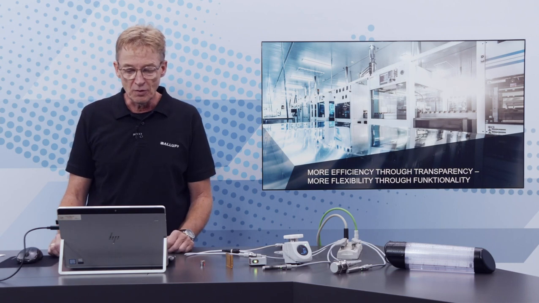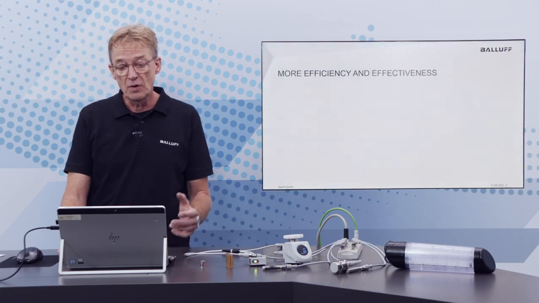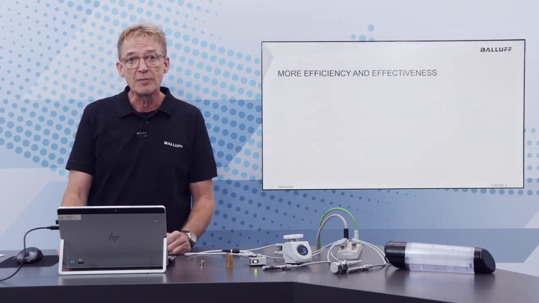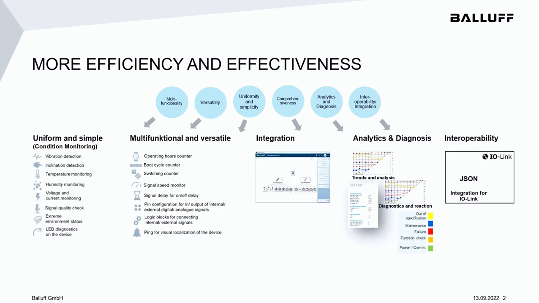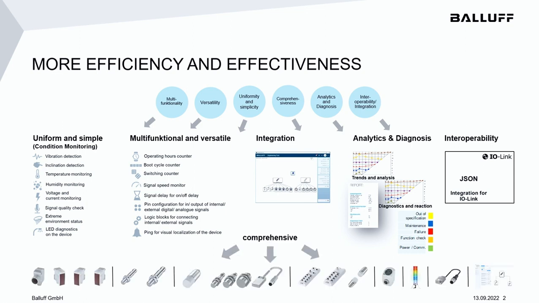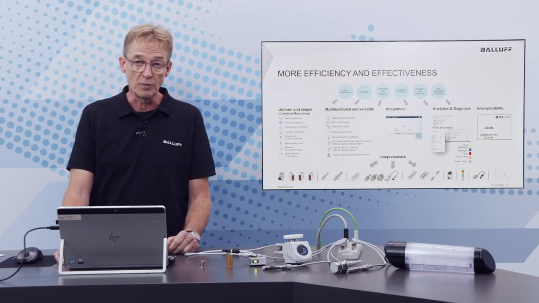It's about more efficiency through transparency and more flexibility through functionality. As you know, we put a lot of additional information and functionality into the smart automation and monitoring system, like vibration information, inclination or humidity information, additional functionalities like logic blocks or pin configuration and all these kind of things, all over the complete components which are belonging to the smart automation and monitoring system.